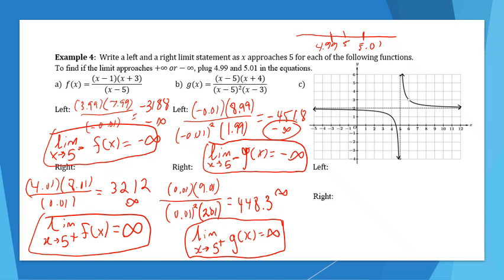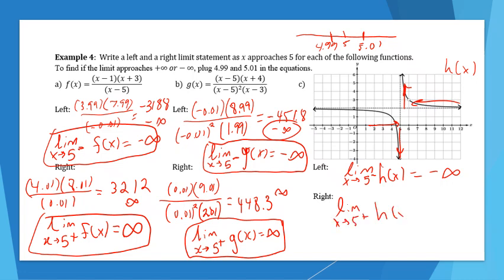C is a lot easier, right? You're just looking at a graph. And so the left should be the limit as x approaches 5 coming in from the left. As we come in from the left, this is going down. So we'll call this h of x equals negative infinity. And then on the right hand side, as we come in from the right, this is going up. So the limit as x approaches 5 plus of h of x equals positive infinity. And those would be our two limit statements there.